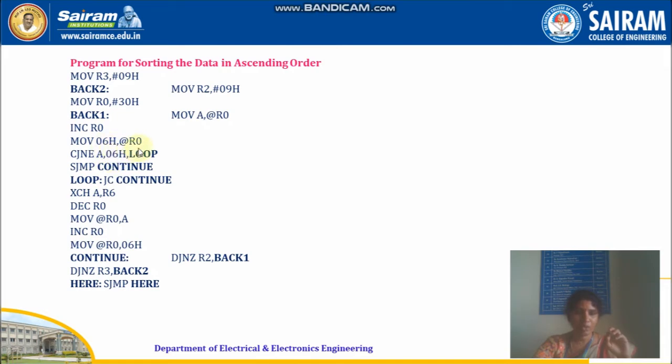The 06th location content will be the data in the 31st location. You can simply express this 06 as R6. So the R6 content is compared with the accumulator. If both are not equal, you have to check whether A is greater than R6 or A is less than R6. If it is not equal, then you have to go for loop 1. Loop 1 means JC, jump on carry. During comparison, it is just like subtraction: the content of the accumulator will be subtracted with the content of R6.